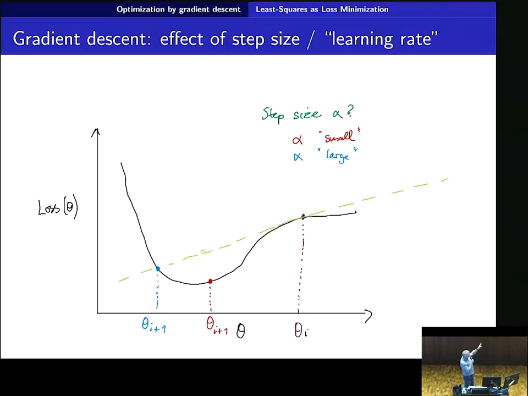The idea is if I took a small step, I'd be more likely to end up at theta I plus 1 in red, and that is clearly closer to the minimum than if I took a larger step, which would get me all the way across to that point indicated by the blue theta I plus 1. So the step size would mean either that you're smoothly taking smaller steps down towards the minimum, or that you're more jumping around. So the step size is going to be important.